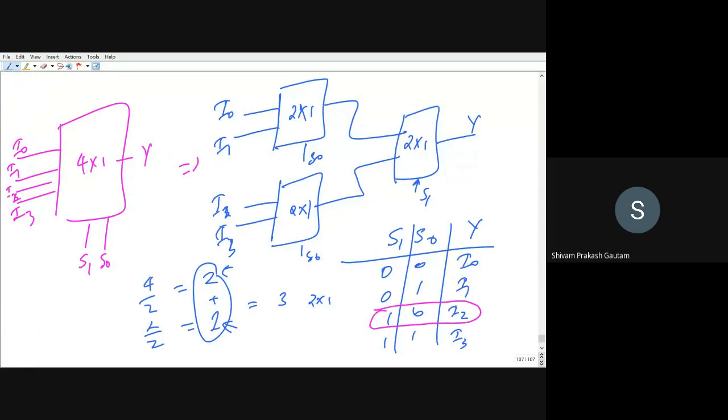When S1 is 1 and S0 is 0, just check whether we are getting output as I2 or not. So for the first multiplexer, what will be the output when S0 is 0? I0. And for the second multiplexer, when S0 is 0, what will we be getting? I2. Now when S1 is 1, what will be the output we will be getting here? I2. So you can see that we have implemented a 4x1 multiplexer using 2x1 multiplexers, right?